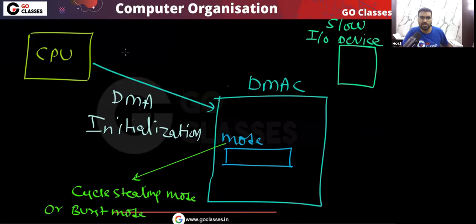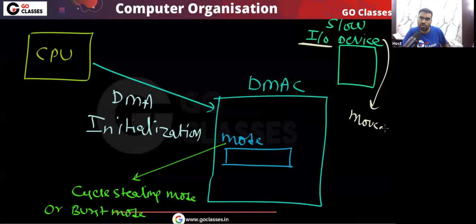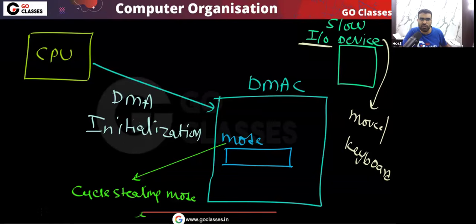Then what will the CPU do? See, the CPU knows that okay, this is a very slow IO device. For example, maybe a mouse, or maybe some other slow device, for example, a keyboard. Yes or no? So in this situation, when the CPU does the DMA initialization, which mode will the CPU mention? Cycle stealing mode. Yes or no? It is better, cycle stealing mode, because the IO device is very slow.